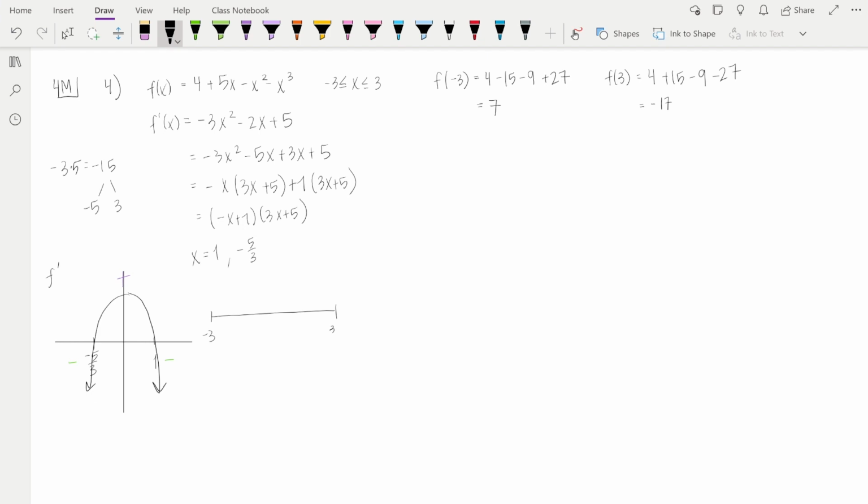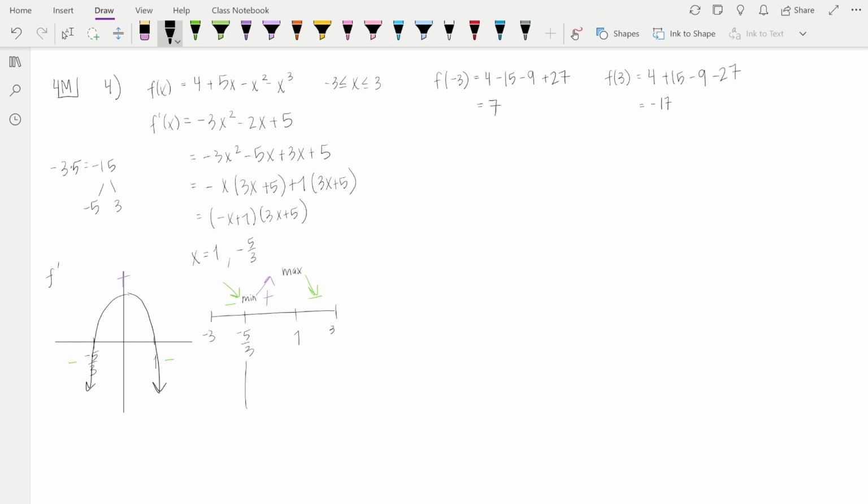from -3 to 3, it's decreasing, then it's increasing, and it's decreasing. So it's decreasing, increasing, decreasing. So this is a local minimum, and this is a local maximum. But they've asked us to find the greatest and least values. So I need to compare it with these endpoints. I'll need to calculate the value at each of those locations.